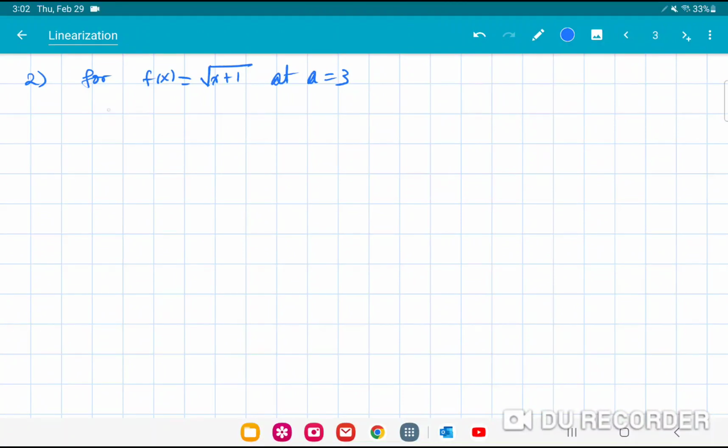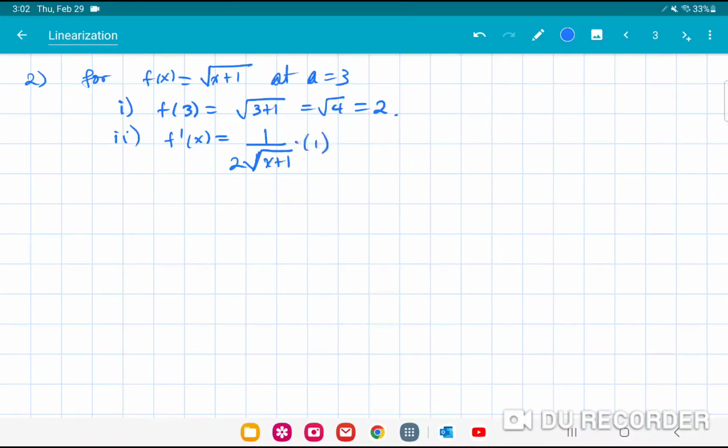So what are the things that we need? The first thing we need is f of a. This is the square root of 3 plus 1, the square root of 4, that's 2. We save that. The second thing we need is f prime of x. Let's differentiate this function. Use the chain rule, times 1. The derivative of the inside is 1. This is equal to 1 over 2 times the square root of x plus 1.